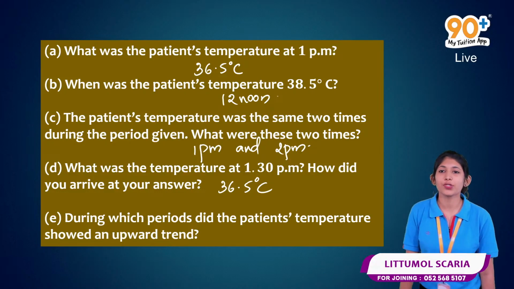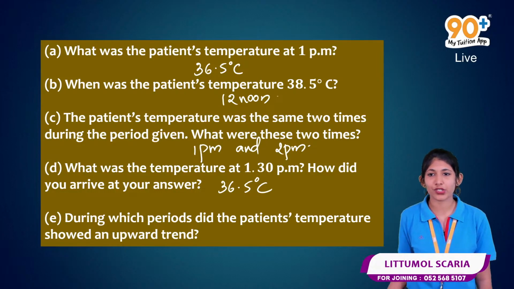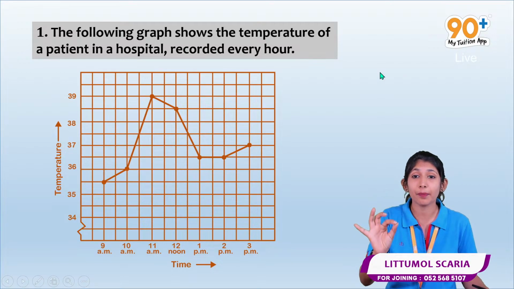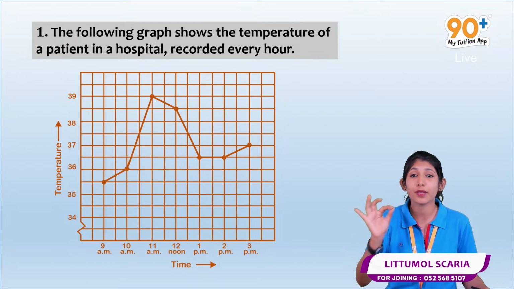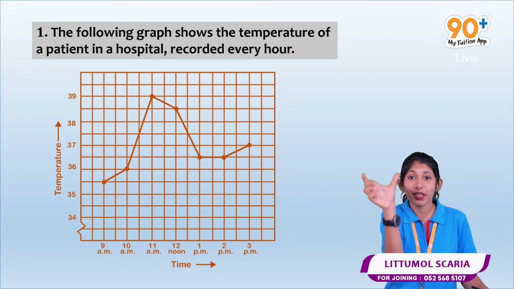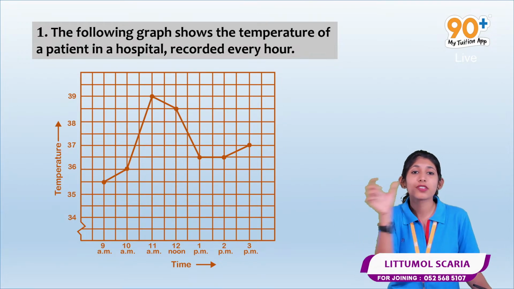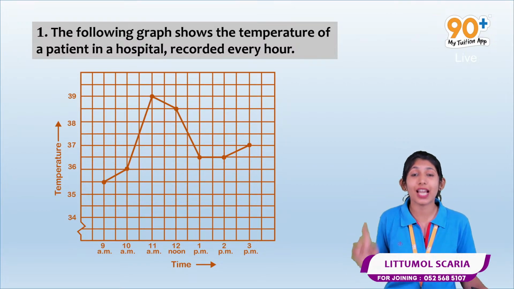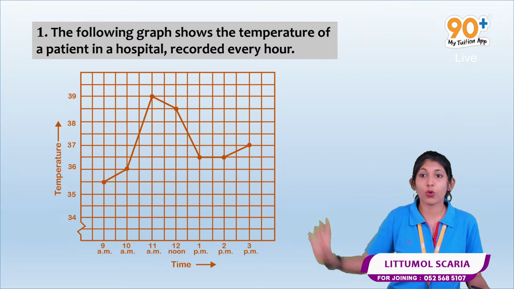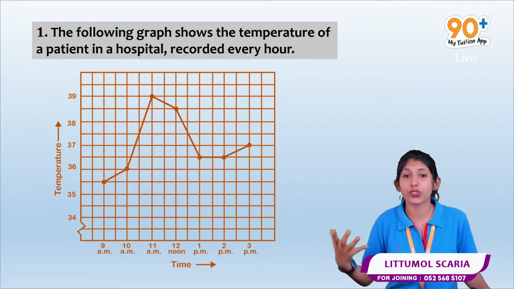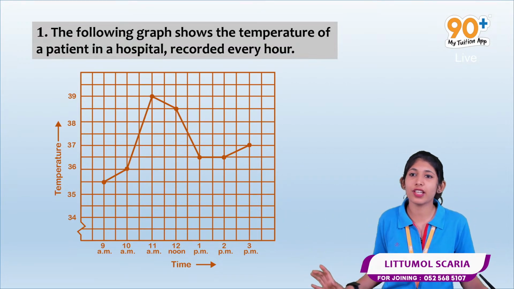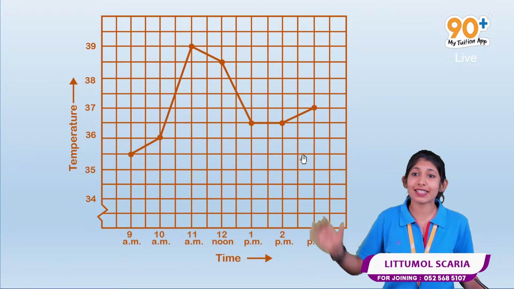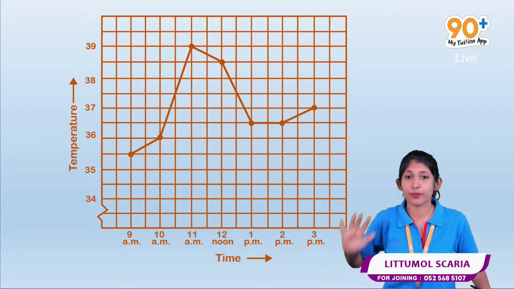During which periods did the patient's temperature show an upward trend? Which period means which time period? So don't say 1 a.m., 1 p.m., 2 p.m. Tell the time period: from this time to this time. When it is asked to say the time period, you shouldn't say the time, instead say the time period. So when does the temperature show an upward trend? Just 10 to 11. What about the other cases? 9 to 10. Is the temperature increasing, decreasing, steady?